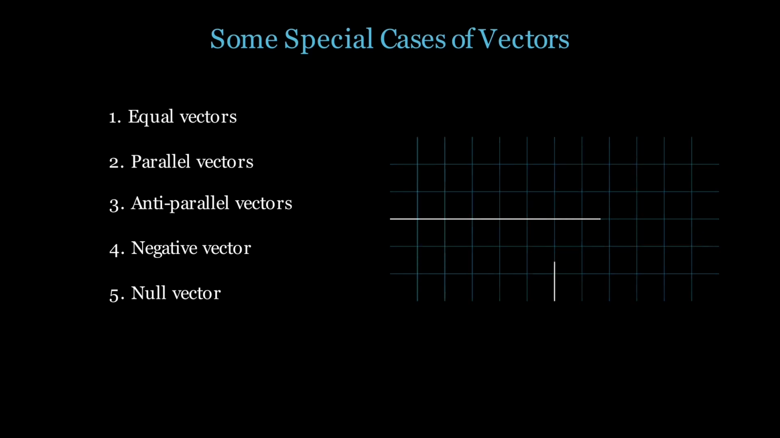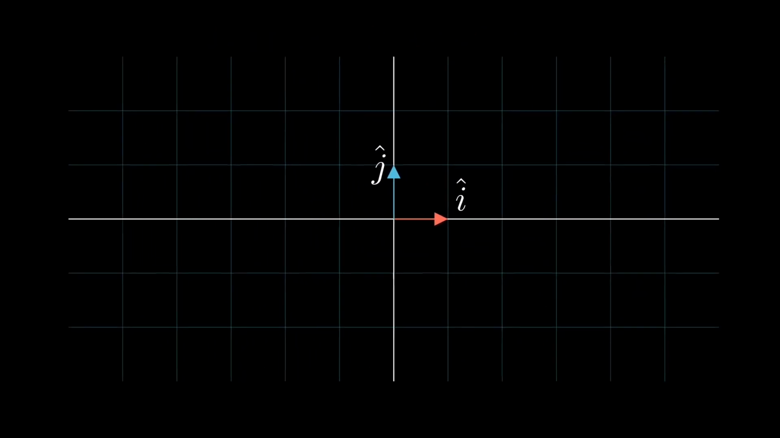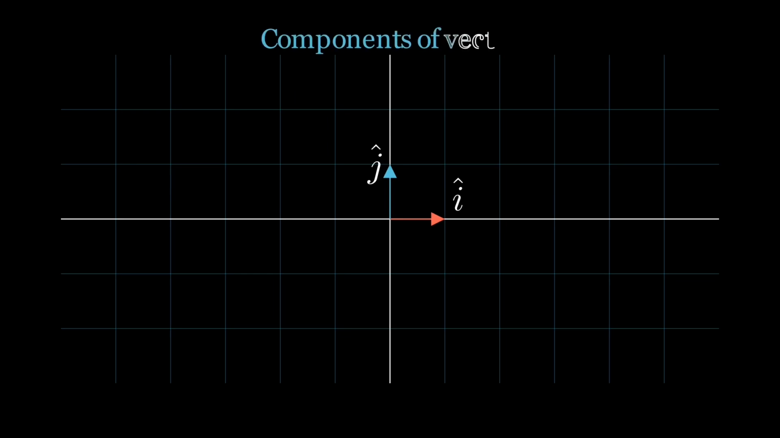Finally, we have the case of unit vectors, and these have a magnitude of exactly 1. Unit vectors are used to specify direction in a given coordinate system. In 2 dimensions, we use i hat pointing along the x-axis and j hat pointing along the y-axis. As you can see, they form an orthogonal set and serve as the basis of 2D vector space. That is, any vector in the 2D plane can be constructed as a linear combination of these two vectors.